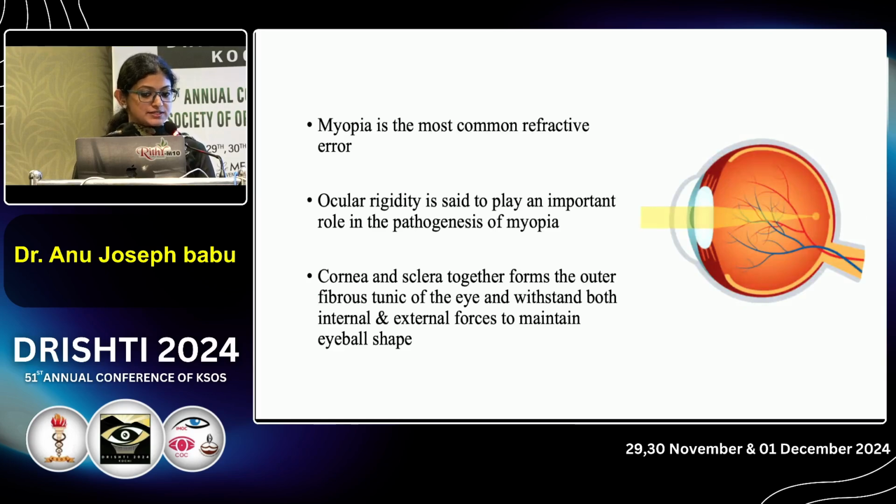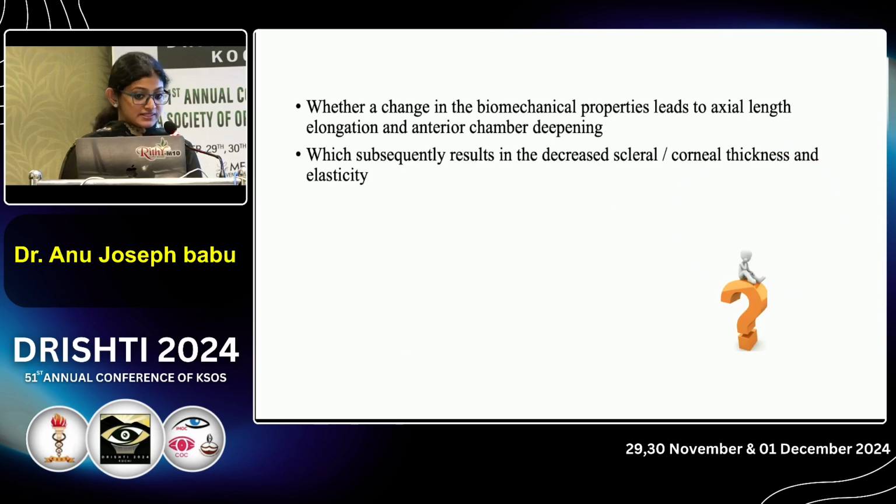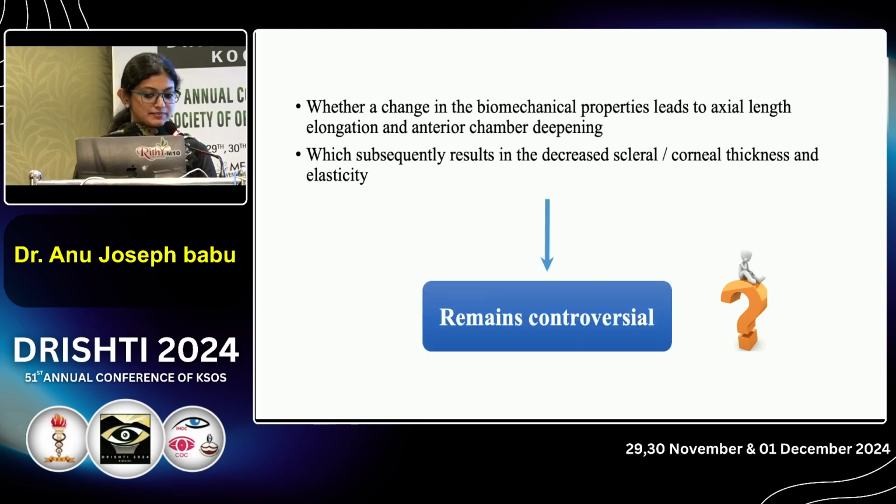Myopia is the most common refractive error. Ocular rigidity is said to play an important role in the pathogenesis of myopia. The cornea and sclera together form the outer fibrous tunic of the eye and withstand both internal and external forces to maintain eyeball shape. Whether a change in the biomechanical properties leads to axial length elongation and anterior chamber deepening, which subsequently result in decreased scleral or corneal thickness and elasticity, remains controversial.